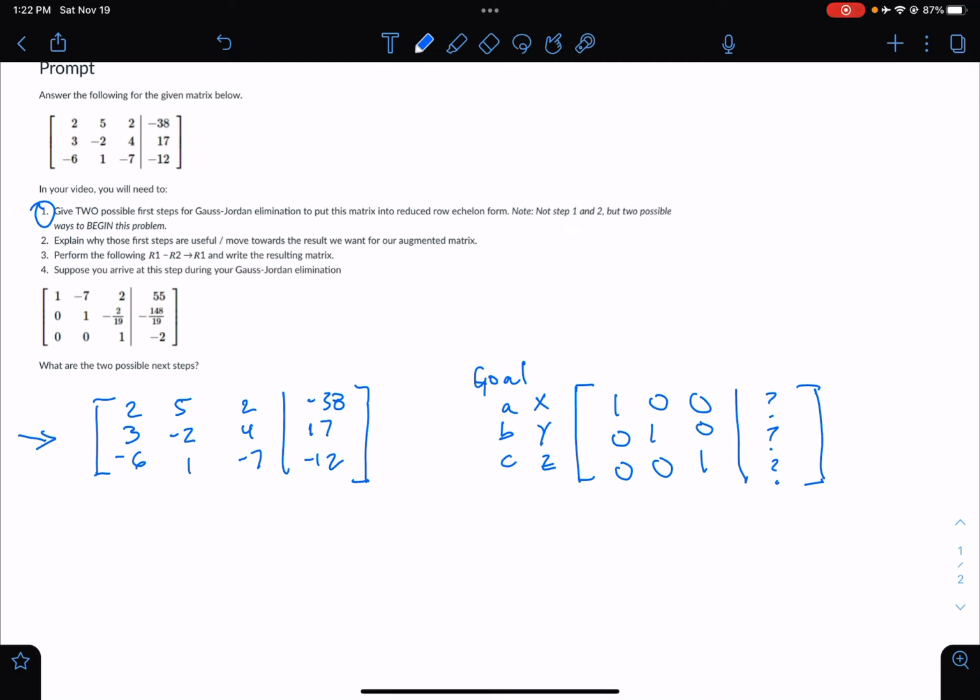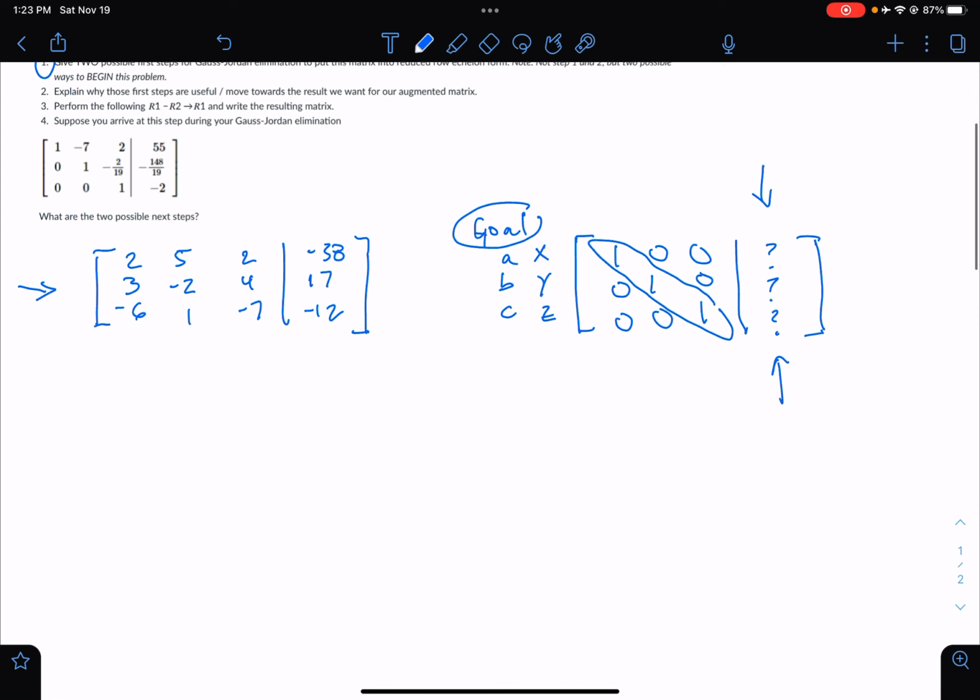the original matrix C right here, and then I also wrote down what the goal is, which is to get 3 diagonal ones with the rest being zeros. What we're trying to find is, like, our answers will be right here. They'll be where these 3 question marks are.